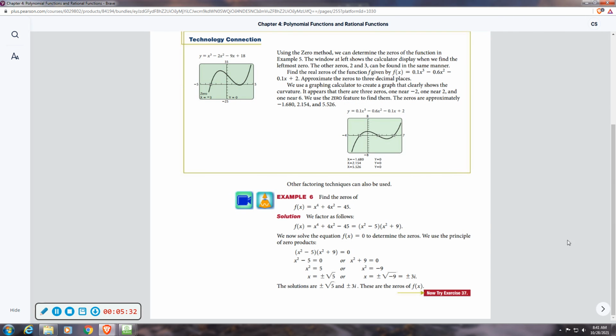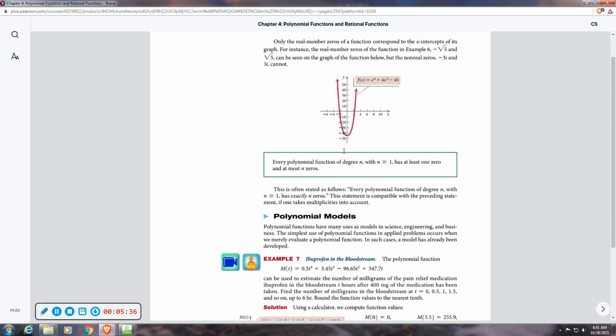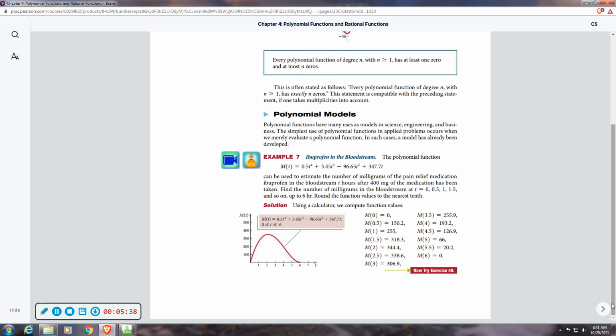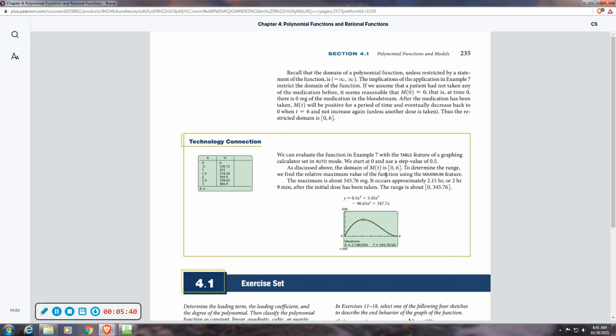And then I got some more examples. Factoring. Some modeling examples and word problems. And I think that's going to be it. So we're going to be looking at classifying polynomials, leading term, end behavior, and finding those zeros. So we'll jump over to my math lab and do a few examples.